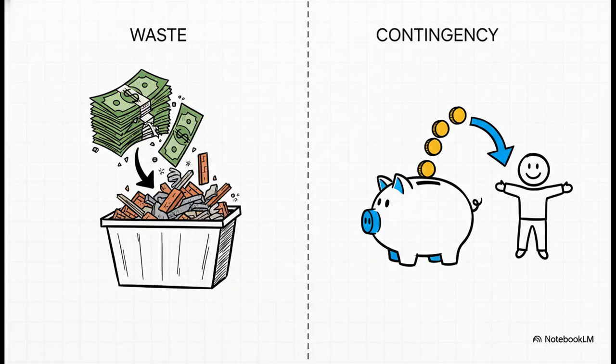Let's just reinforce this one last time because it is the most critical takeaway for anyone paying for a project. The money that's budgeted for waste is spent and it's gone. But the money in the contingency fund, that's the client's money and it's just being held in reserve. If it's not needed, it comes right back to you.